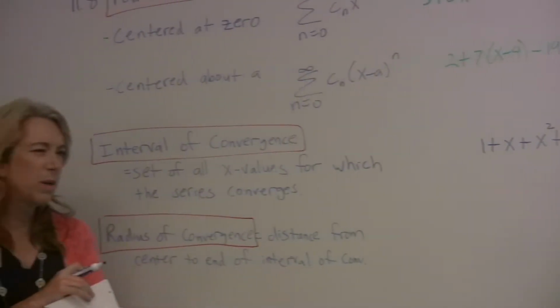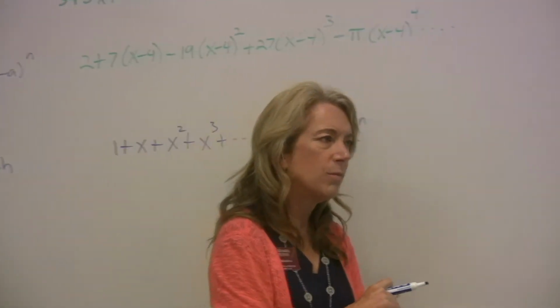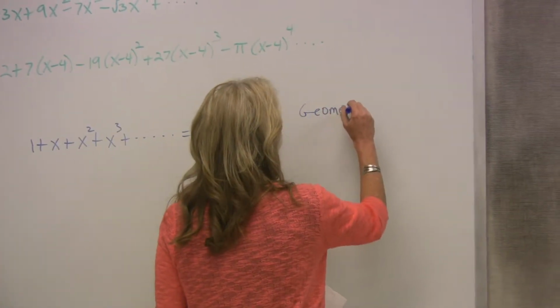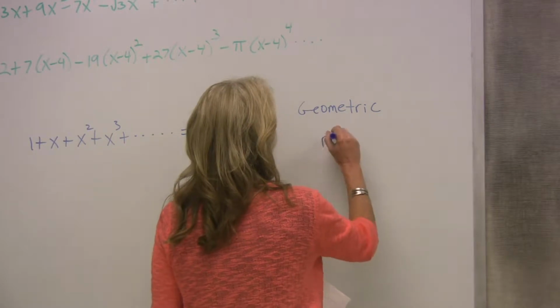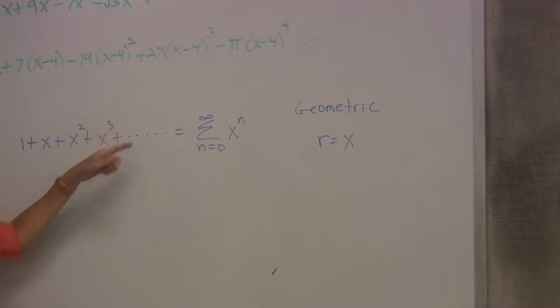Does this look like a series we already know? Some of you knew what it looked like, but if it was like a p-series or a geometric or a harmonic, does this look like something we already know? Geometric. It looks like it's geometric, because every time you're multiplying by another x, it just turns out that our common ratio r here is a variable. So this is geometric, and our common ratio is x, right? We multiply by x every time.